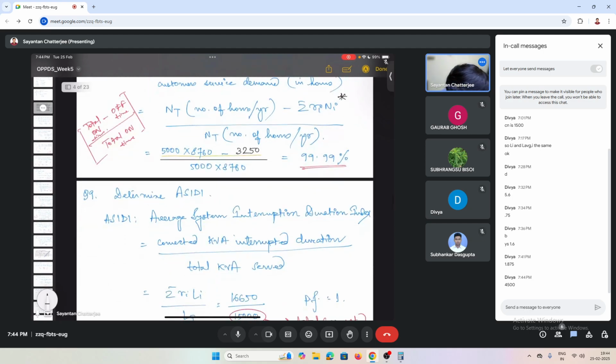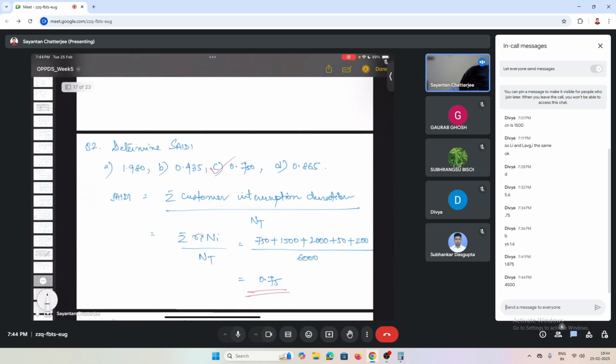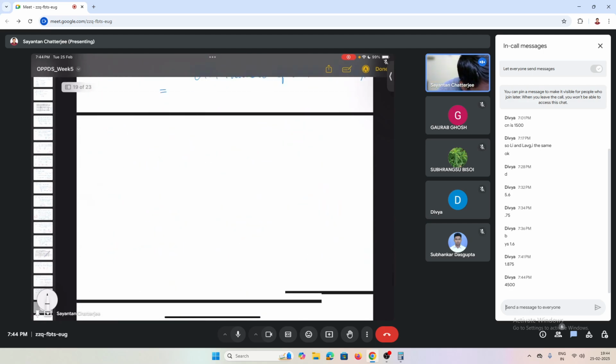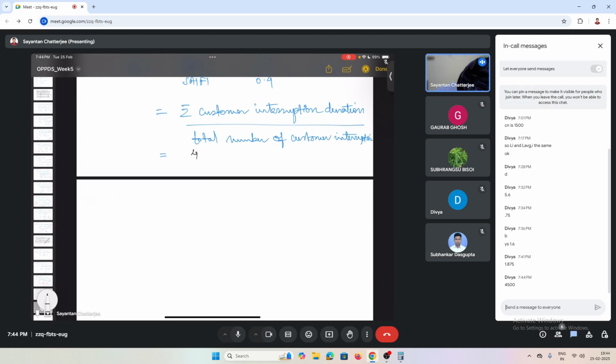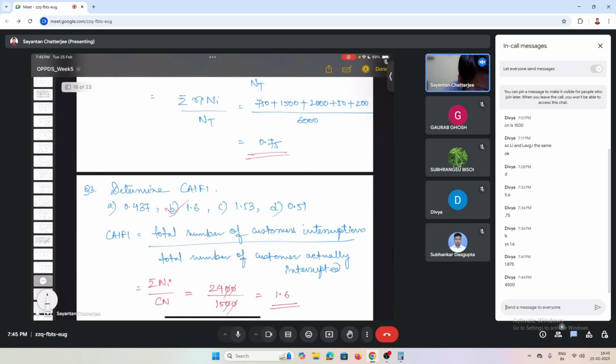Here the value is 500 into 1.5. So this value is coming up 750, 800, 1000, 3000, 4500. So 4500 in the numerator, and the total customer interruption duration is coming to 4500.